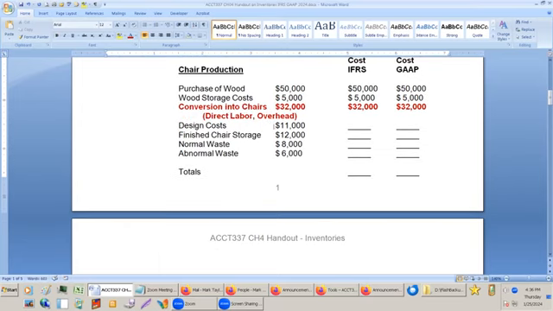Design costs. These can be put into the international standards. They cannot be in the US standards.